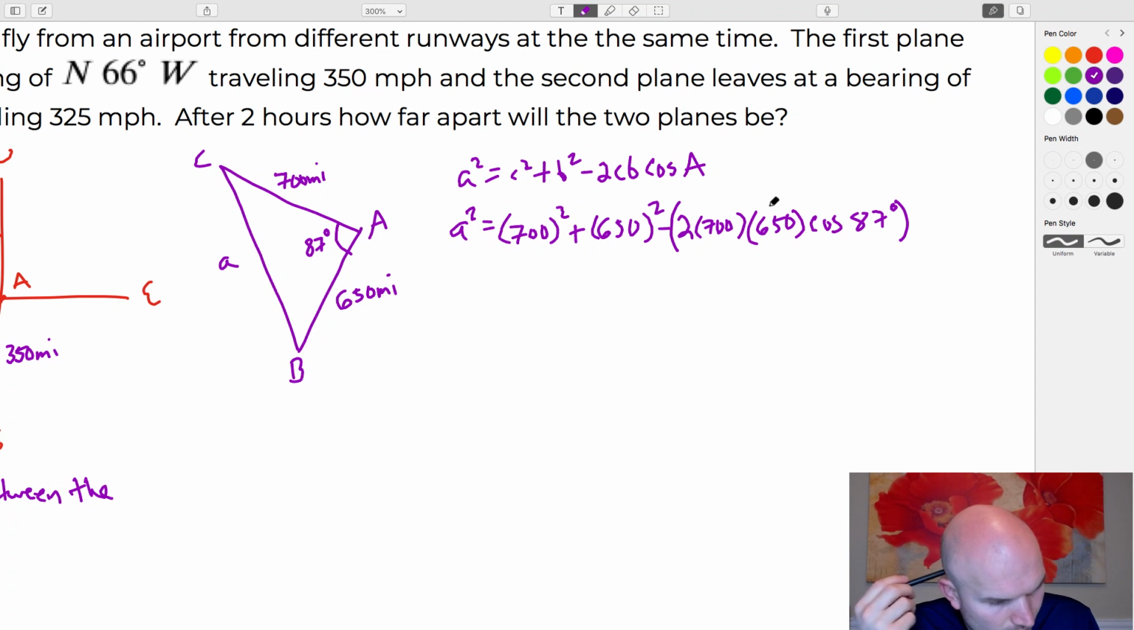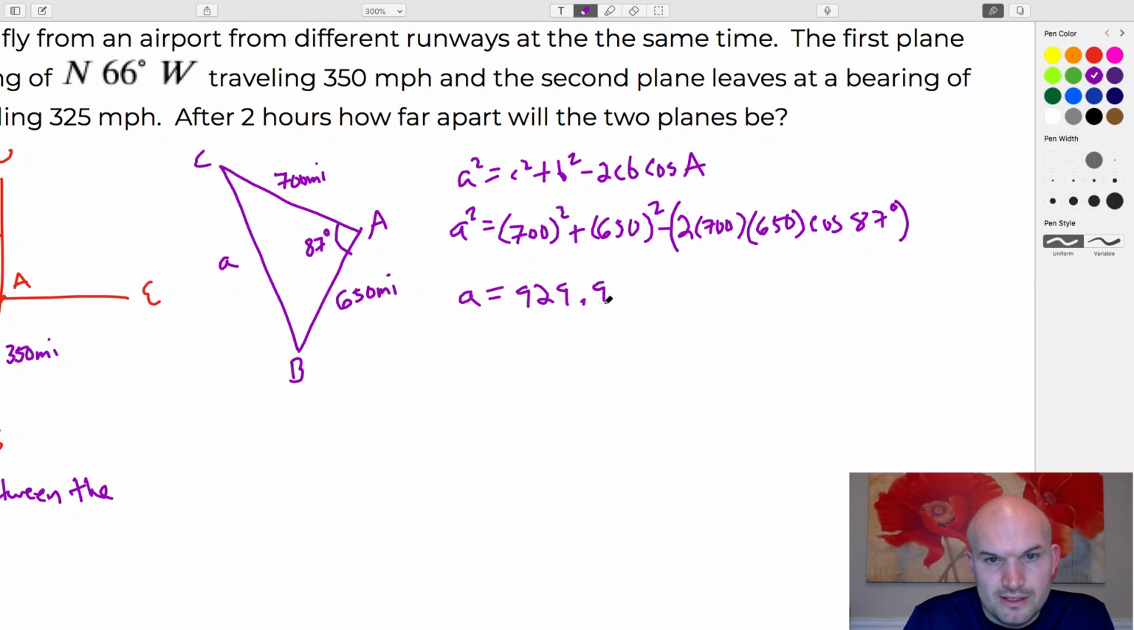So now the question is, which one did I get? Which one is right? There's the question. So A equals 929, but that's not the same one I got before. So I'm going to type this in one more time. Man, I kind of wish I had my TI calculator right now. It'd be a little bit easier to see what I'm doing, see what I'm typing in. So 700 squared plus 650 squared.